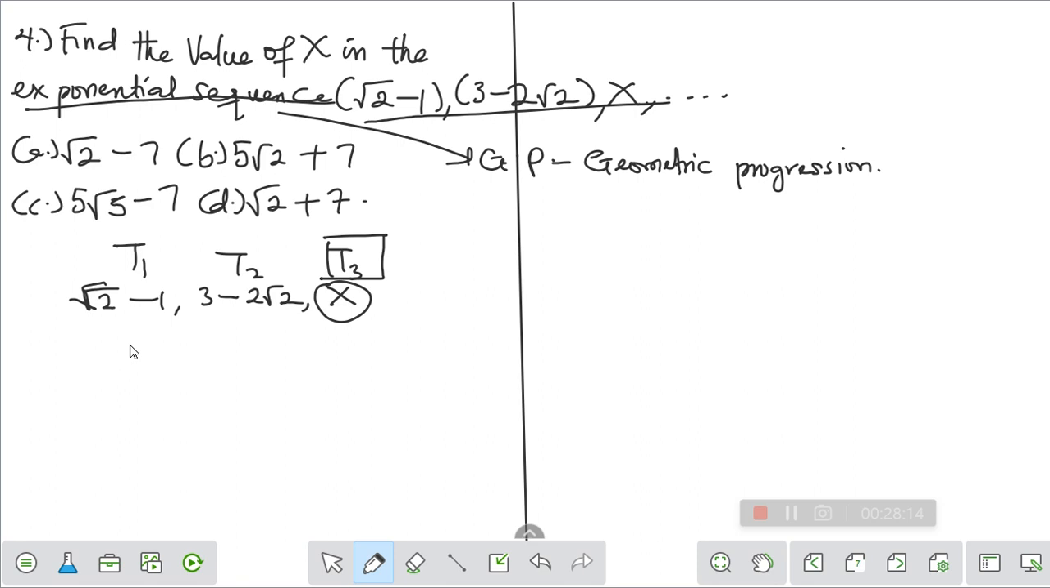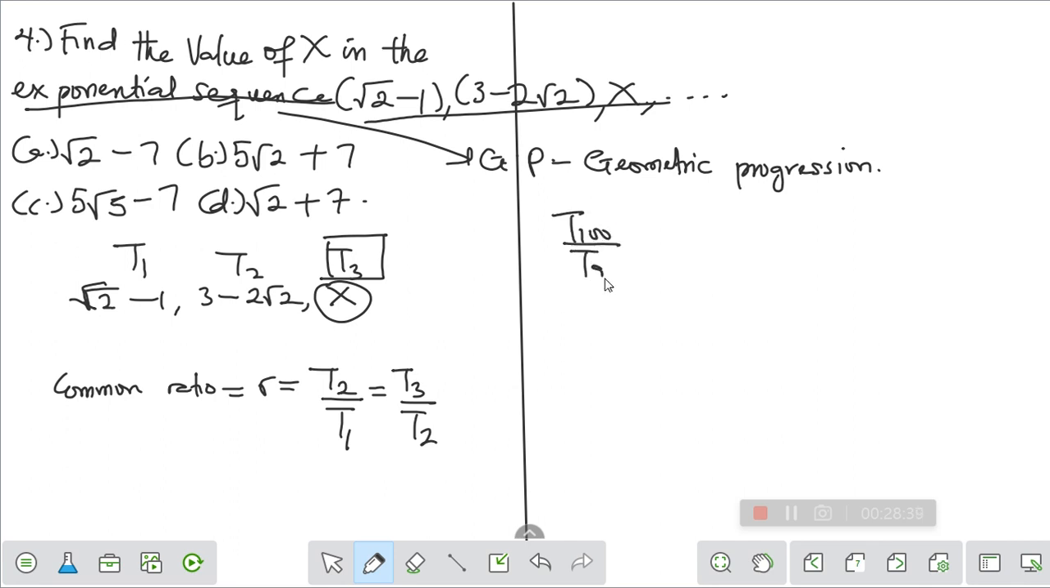Now, the only way you can do this is to relate it together. There's something you need to know about common ratio. Common ratio is R. Common ratio is equal to T2 over T1. We said that in the previous question, right? Common ratio is also equal to T3 over T2. It can also be T100 over T99, T5 over T4, or T4 over T3. Just take note of that. Do you get that?